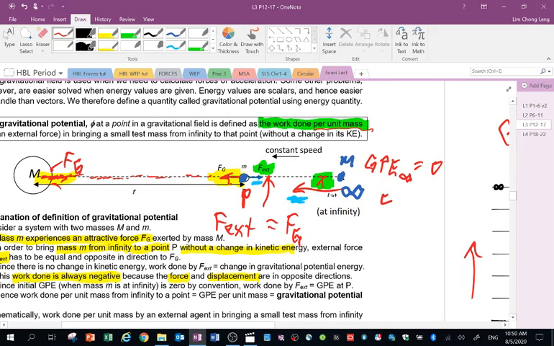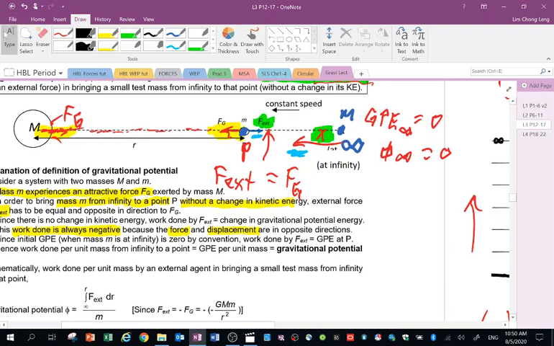So the potential at infinity is also zero. By definition, potential at infinity is zero. So therefore, what is the potential at P? Potential at P is very simple. You just take the negative work done plus the potential at infinity.